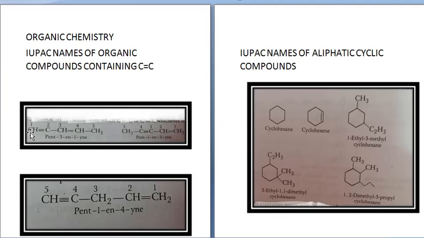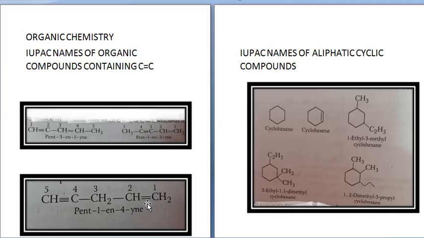Let us see one more example. CH3, C triple bond C, single bond CH, double bond CH2. So now this time the numbering will be done from this side, because CH2 is having the double bond. So this is the first carbon, this is the second carbon, third, fourth and fifth. Total of 5 carbons. So pent, the first carbon has the double bond, so 1-en, and the third carbon has the triple bond, so 3-yne. Okay, so this is how the numbering is done.